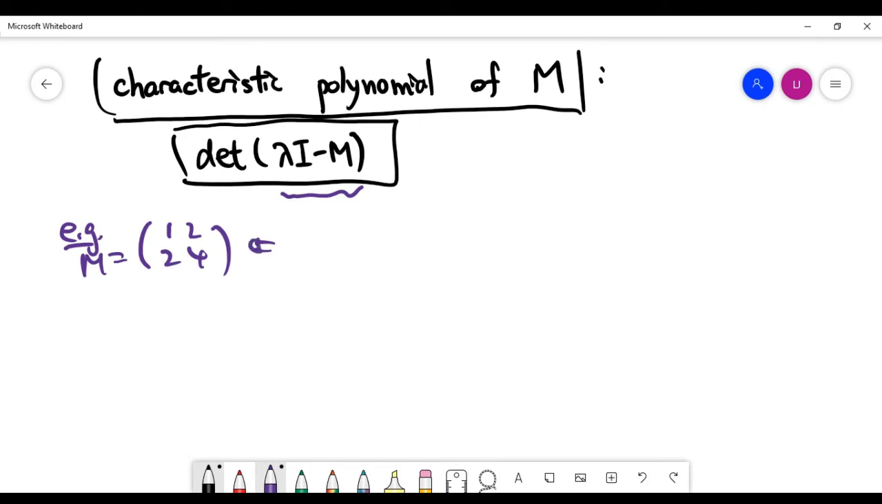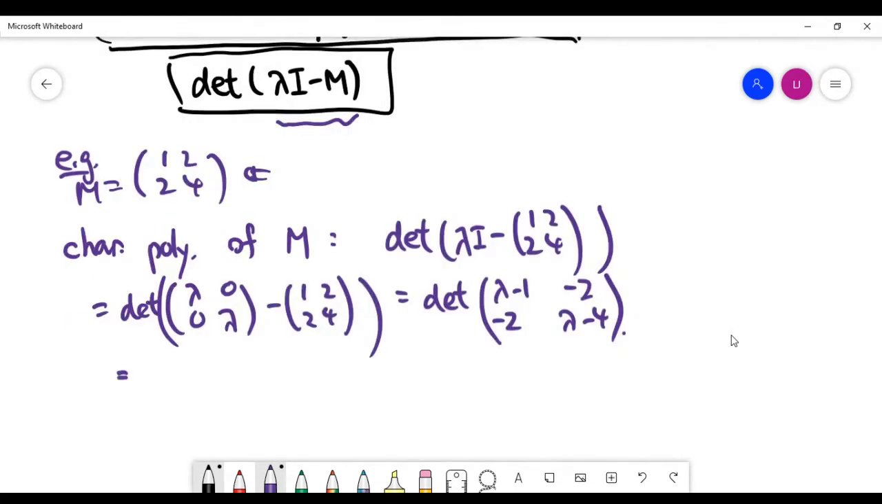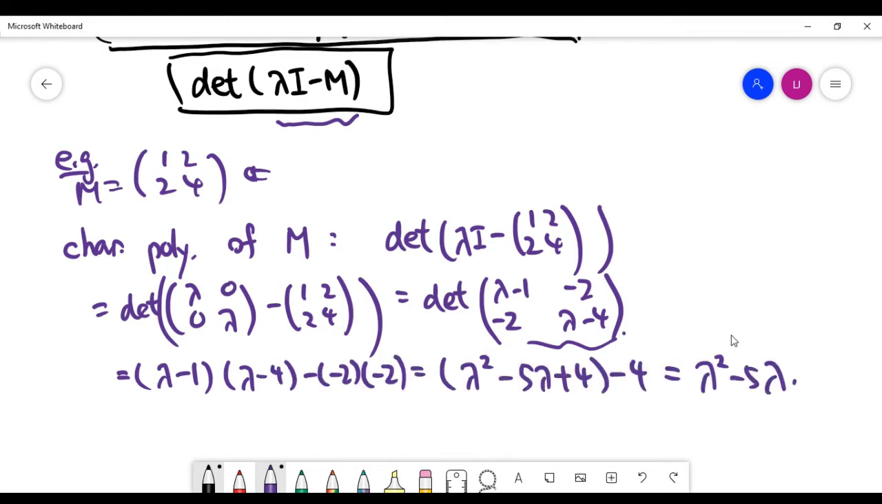Let's say I give you such a matrix M, and let's look at the characteristic polynomial of M. So basically, it comes down to finding the determinant of this 2 by 2 matrix now, and let me write it down here based on the formula for the determinant of a 2 by 2 matrix. So basically, the characteristic polynomial is lambda squared minus 5 lambda, right?